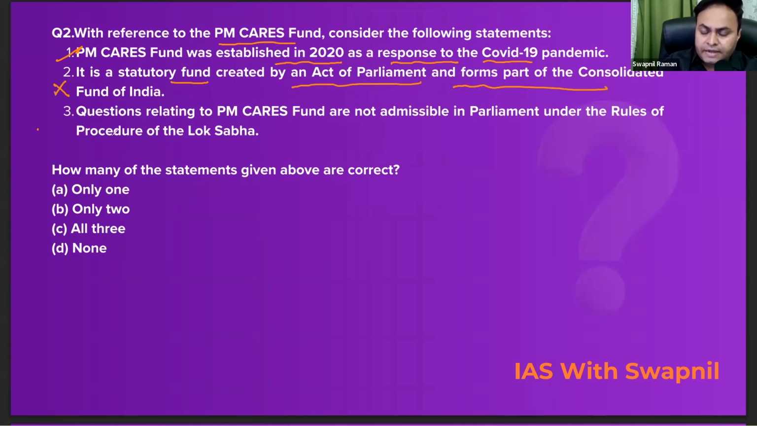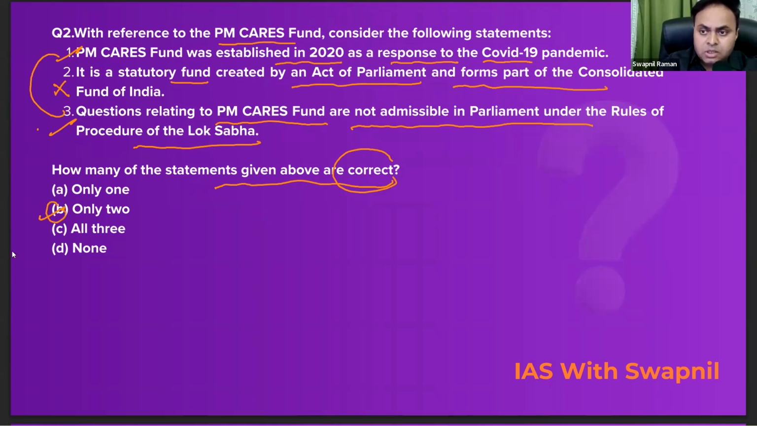No, that's not correct. See, it is not a statutory fund, right? The third statement is, questions relating to the PM Cares Fund are not admissible in the parliament under the rules of procedure of the Lok Sabha. Again, correct. How many of the statements given above are correct? So only two statements, 1 and 3. So B for Bombay would be the correct answer.